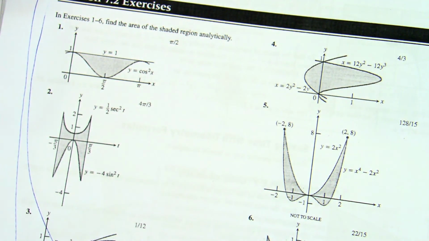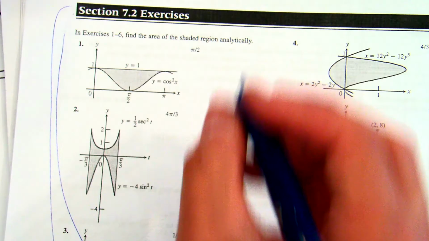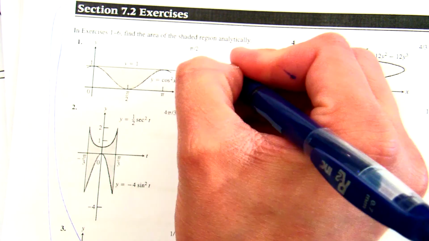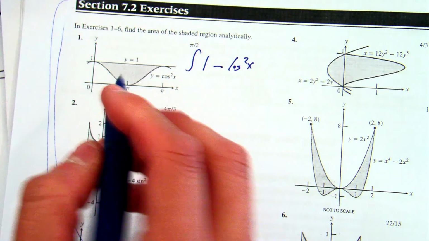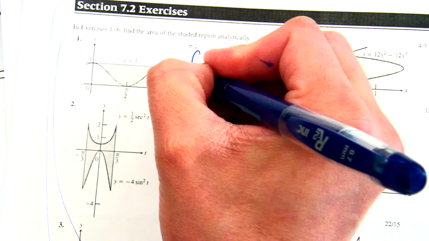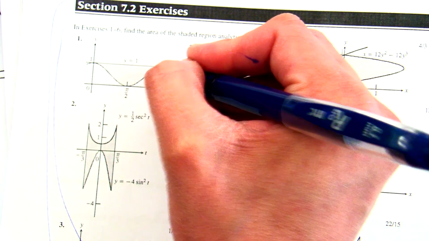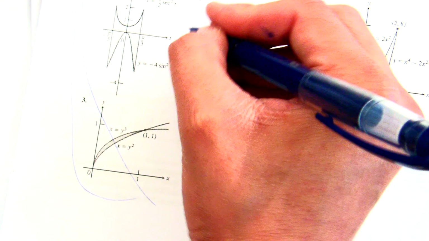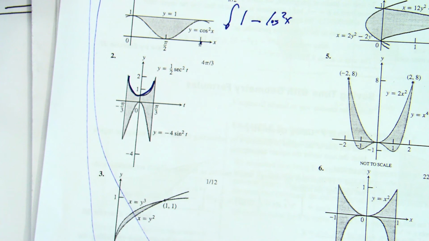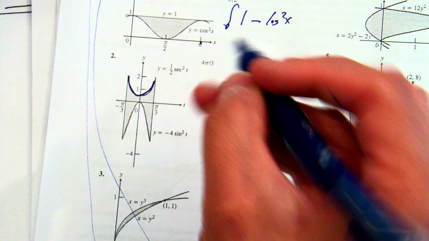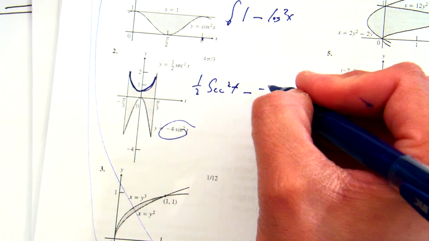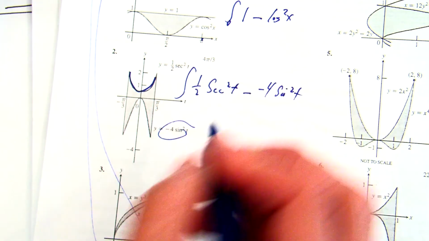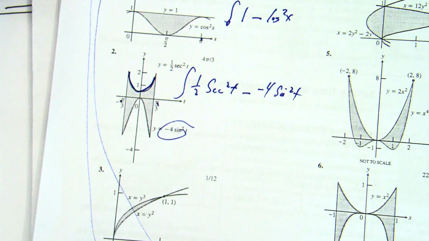The problems are numbers 1. Look, what's the top function for number 1? So it's 1 minus, what's the bottom one? Going from where? 0 to what? Yep, good. What's the top function? What's the top one? Is it? No, 1/2. So you do 1/2 secant squared of t minus, what's the bottom one? And then you integrate from here to here, right? That's all you do. Top minus bottom. That's it.